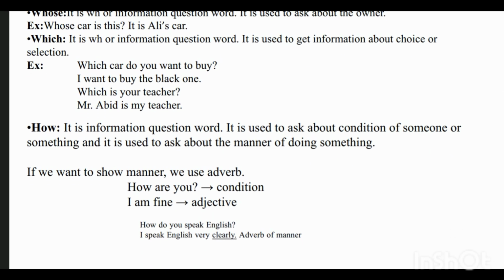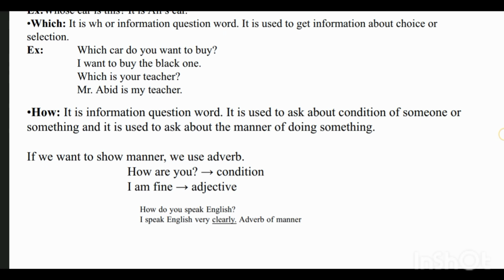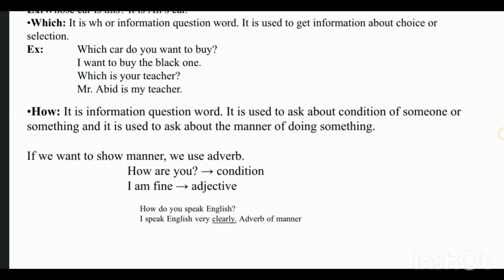How. It is an information question word. It is used to ask about the condition of someone or something, and it is used to ask about the manner of doing something. If you want to show a manner, we use this word. Like, how are you? It's like a condition for us. Here it is an adjective.